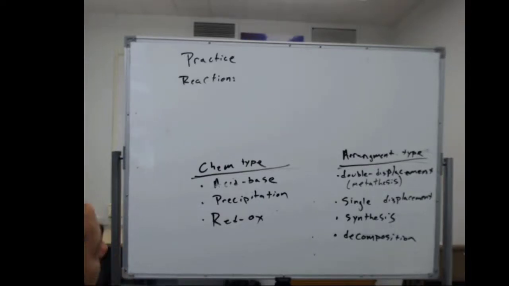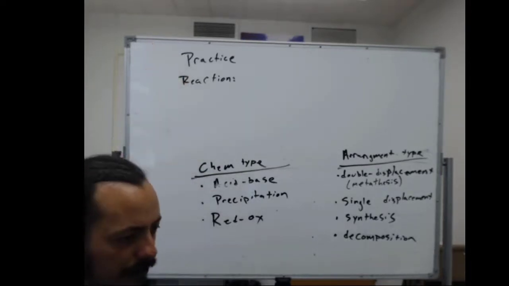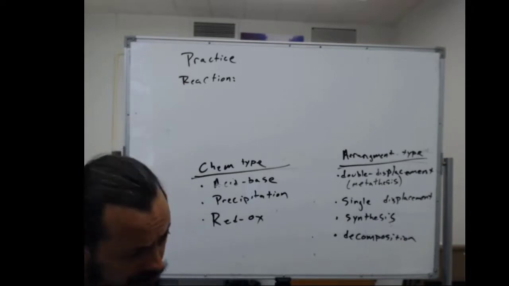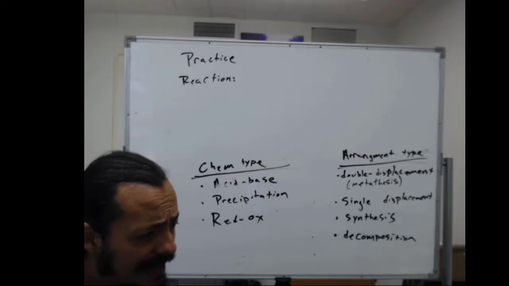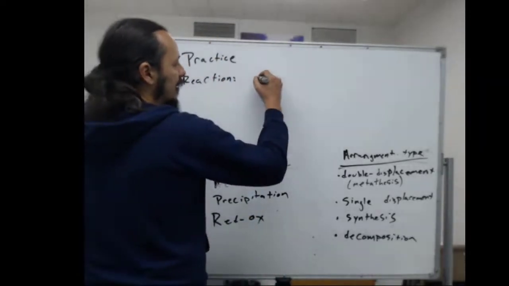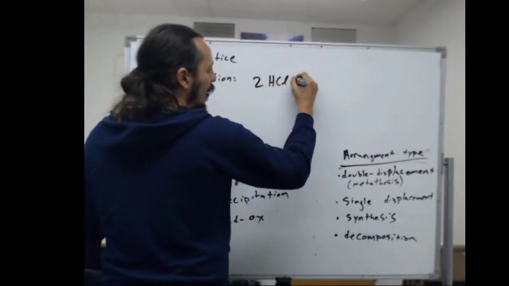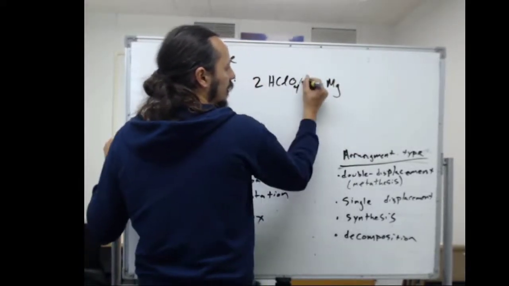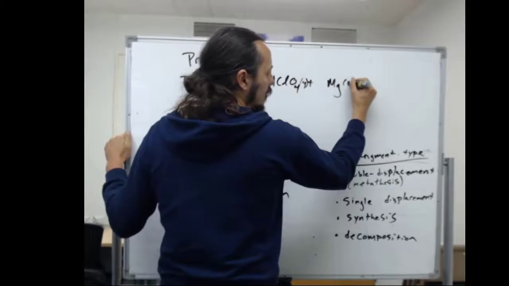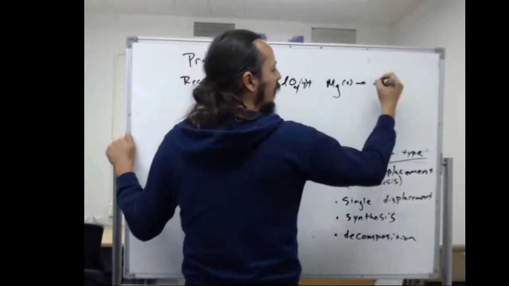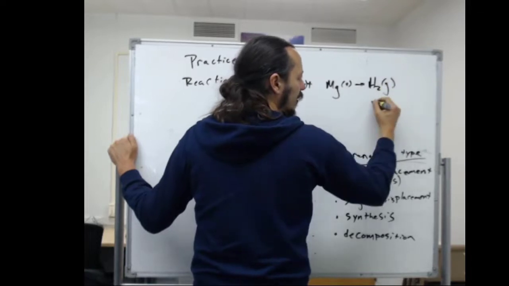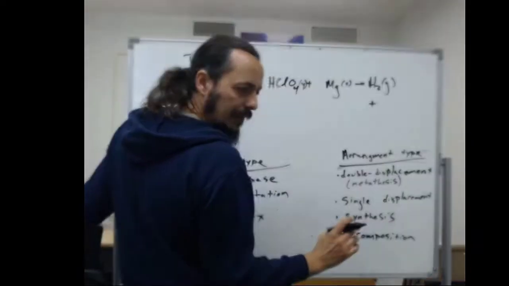So we're going to do a quick problem from the practice problems. We're looking at the reaction. This is probably about a third of the way down. We've got this reaction of 2HClO4 plus magnesium. This is aqueous, solid, goes to H2 gas. I didn't give myself enough space, so I'll just write it right next to it.